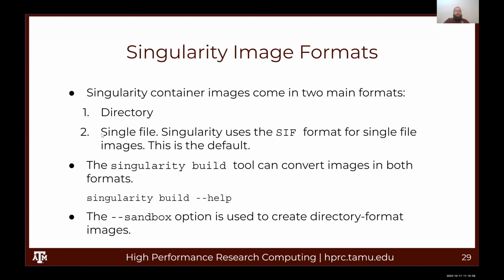And then we have the single file format, where you put all those files together into a single file. There's more than one way to do that. Singularity uses the SIF format for Singularity file images, which is the default. And the Singularity build tool can convert images from one format to the other. If you wish to create a directory format image, then you use the sandbox option.